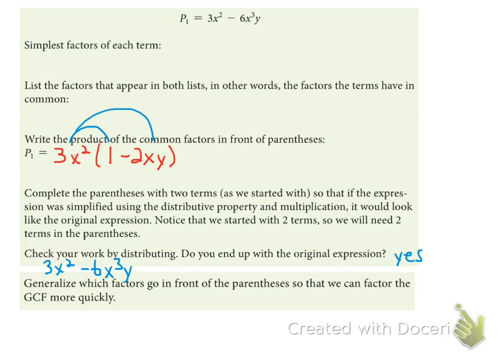It says generalize which factors go in front of the parentheses so we can factor the greatest common factor more quickly. Well, that's actually what we did. We looked at what they had in common and we brought that out. So that's all that means. Let's look at the how it works box, page 461.